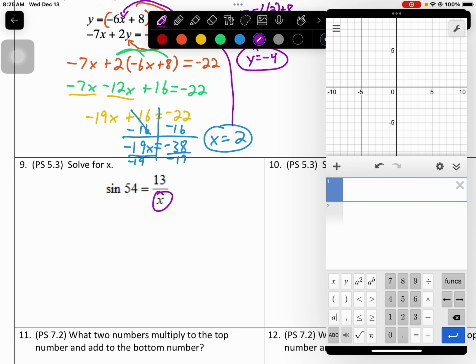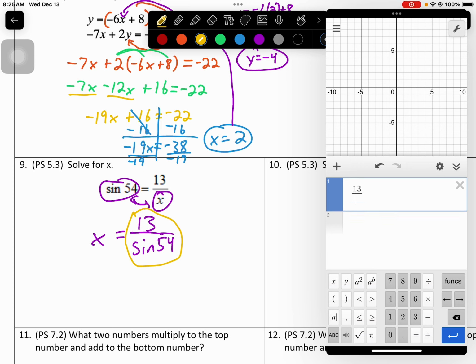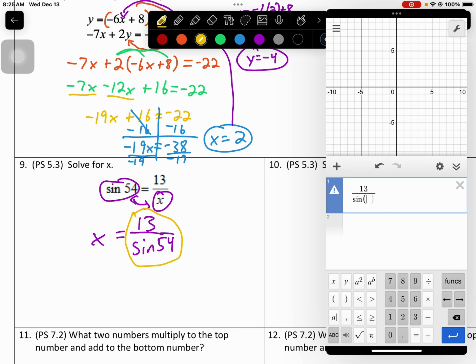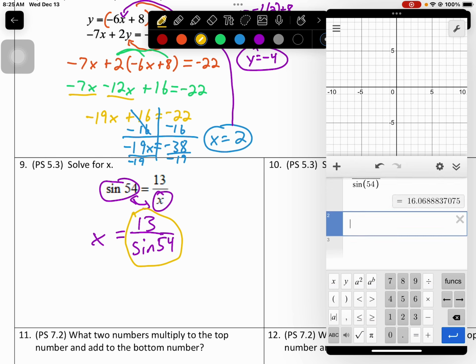So when the X is on the bottom, you switch these guys. So it looks like this. X is over here now, and then the sine of 54 is on the bottom. So then you plug all of this in the calculator. 13 divided by, go to funcs or functions, sine 54, enter, and I get 16.07 or 16.06 or 16.1, it's up to you.